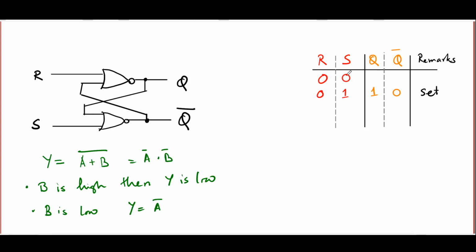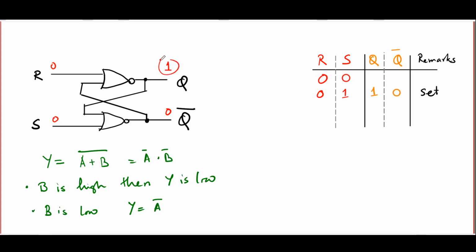Let's ask ourselves what happens when S returns to 0 once the output has been set by S going to 1. Now the situation is the 2 inputs are both 0. Now if an input is low, the output is completely determined by the complement of the other input. Notice that in this case the other input actually comes from the 2 outputs. Right now we are examining a situation where the NOR latch has been set, that is, we have Q equals 1, Q bar equals 0.